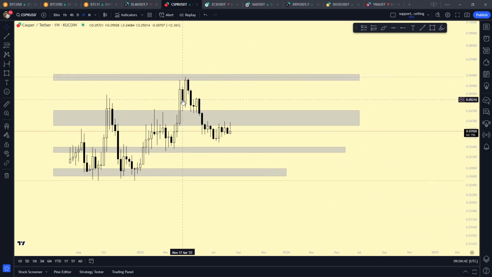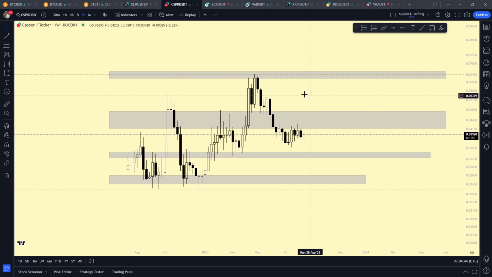Okay, so we can see that all of our resistance zones are a very good indication of where price is hovering at, right? You see all these candles retesting this support zone, right? So this support zone is very valid and very strong.